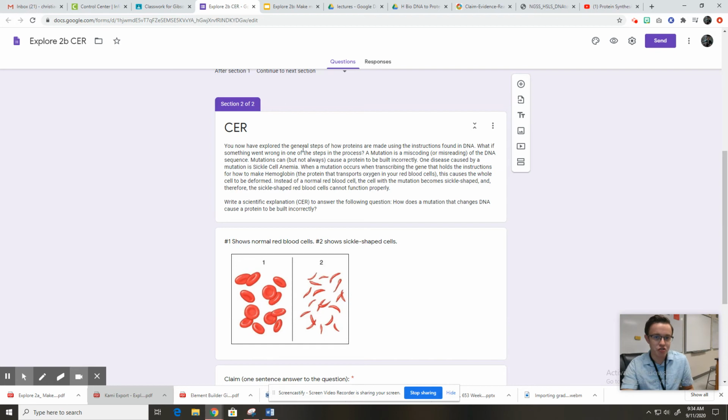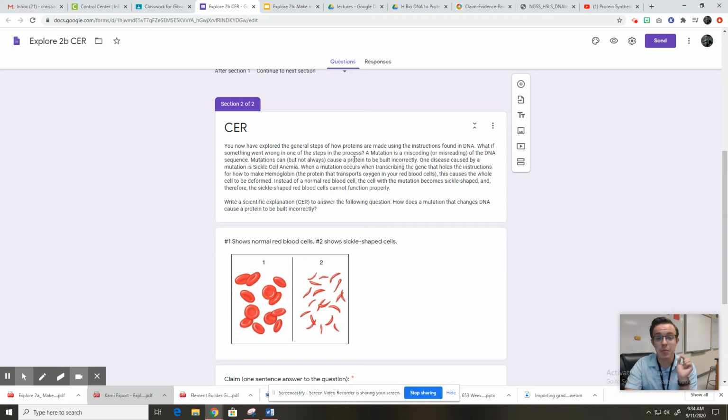Now that you understand the general steps of how proteins are made, you have DNA being transcribed, or copied, into RNA, and then that RNA is translated by the ribosome into a protein. So you have transcription and translation going on. Now you've explored that. What if something went wrong? What if in this process of protein synthesis, either in transcription or in translation, a mistake was made?